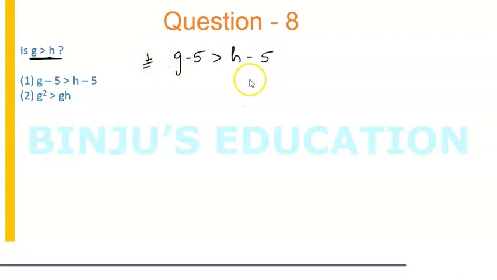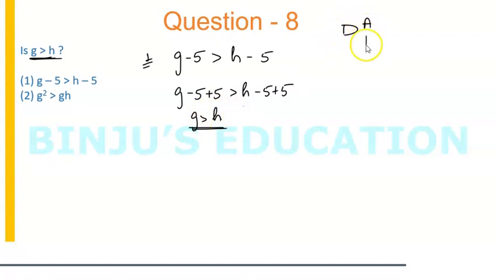You can simply add 5 on both the sides. So you will get G minus 5 plus 5 is greater than H minus 5 plus 5. So you'll simply get G is greater than H. I think that was pretty simple. So from statement 1, you are definitely getting the answer, which means B goes out, C goes out, and E goes out. You will only have two options: either A or D, both the statements individually are sufficient.